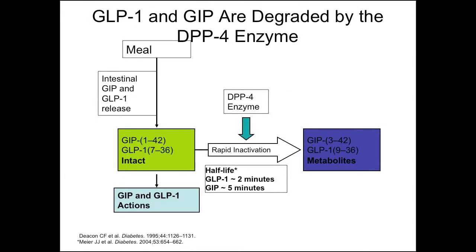And that's the physiology. Now here is the other part of the physiology. When we eat, these two substances are secreted, and they have their action that I just talked about. But there's an enzyme called dipeptidyl peptidase number 4, which inactivates them, and they do it very rapidly. The half-life of GLP-1 is only 2 minutes, and the inactive metabolites, of course, are inactive.